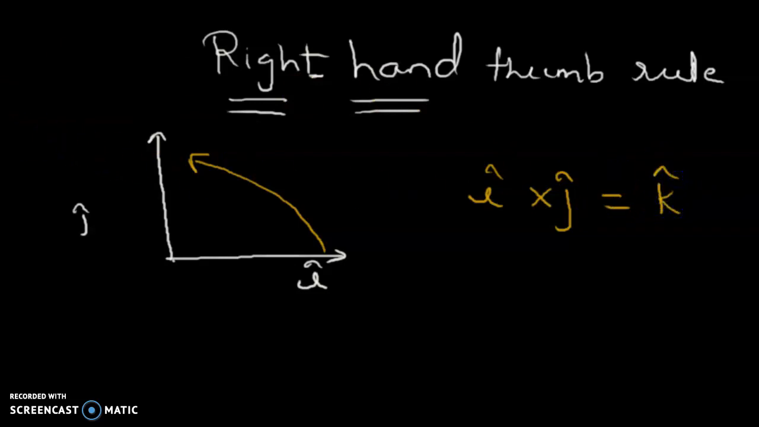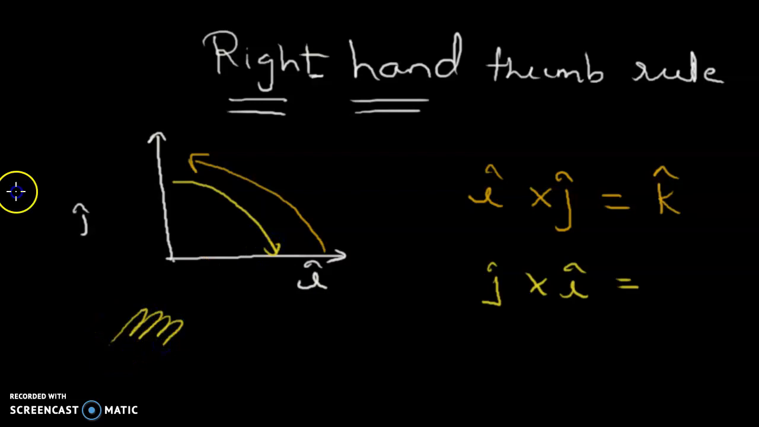But similarly, if you do j cap cross i cap, that means you are moving your fingers from j cap to i cap. So your thumb would point inwards. In the first case, your thumb would point outwards. Move in this fashion, it would point in the direction of negative k cap. Okay, so this is the way you tell the direction.